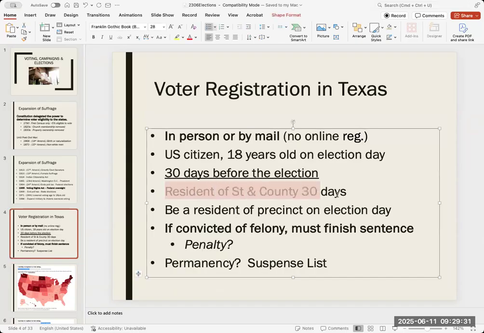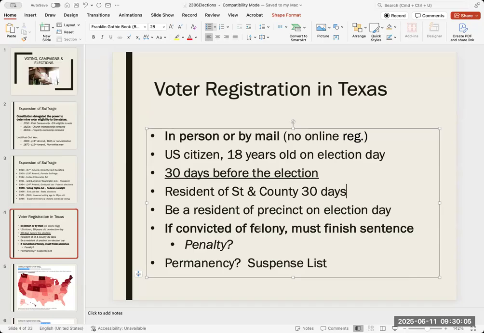In Texas, you also have to register with the county. Even though the Secretary of State oversees elections and voter registration, the counties maintain the voter registration rolls. You're actually registering with the county, and you have to be a resident of the county that you are registering in for that 30-day window as well. Now, you also have to be a resident of the precinct you're voting in on election day. We talked a little bit about precinct maps when we did the lecture on parties. I also mentioned this early in the semester, right?